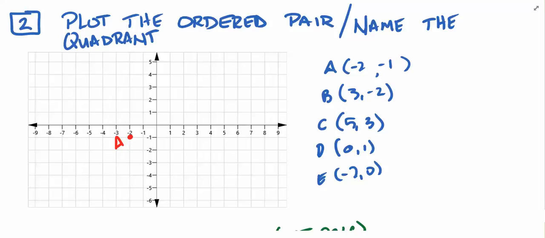Okay, so here's how we're going to say it. From the origin, we're going to go 3 units to the right and 2 units down, and put a point. That's point B.